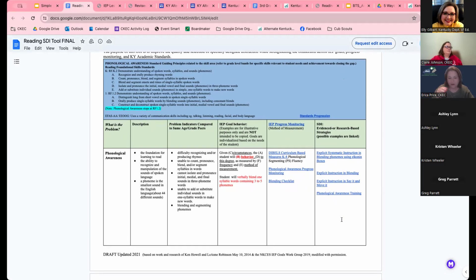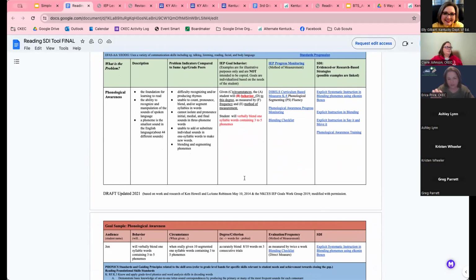So when you come down below it, when you're thinking what's the problem, PA, you have a description of it, some same age indicators when compared to peers. Then you have a sample goal. You have IEP progress monitoring. And then there's some SDI specifics on research-based SDI tools to help with that area. Some SDI specifics to help with PA, phonological awareness. This tool is to help you understand where your students' weaknesses are when compared to same age peers and to give you ideas of what evidence or research-based tools you can use to help move them forward.